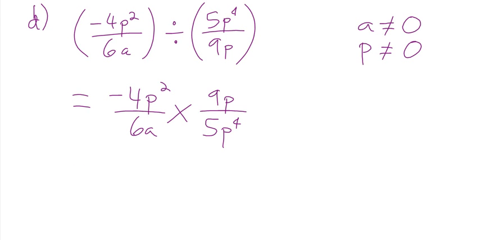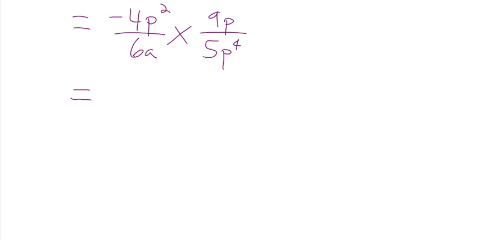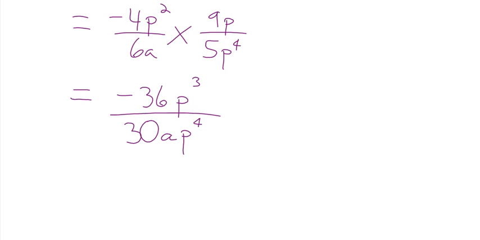Okay, what do we want to do? So let's just do it. Negative 36p cubed over 30a p to the 4th. Okay, so we're multiplying, this is like multiplying fractions, right? You multiply the numerators together, you multiply the denominators together. Looking for a common factor, well, we know 6 will go into 36, right? So let's go with 6p cubed.